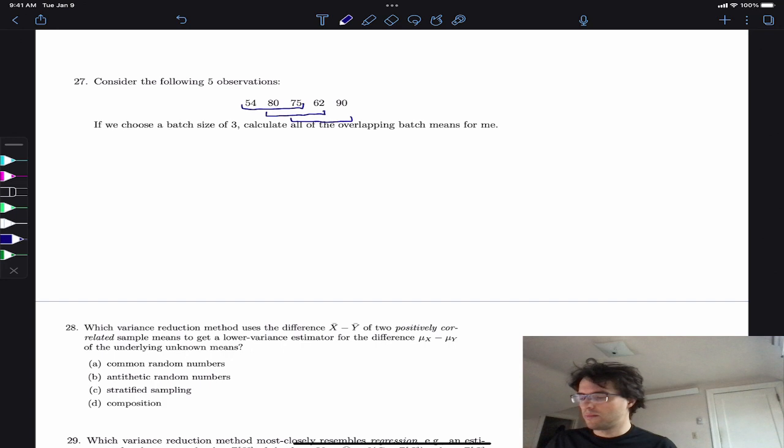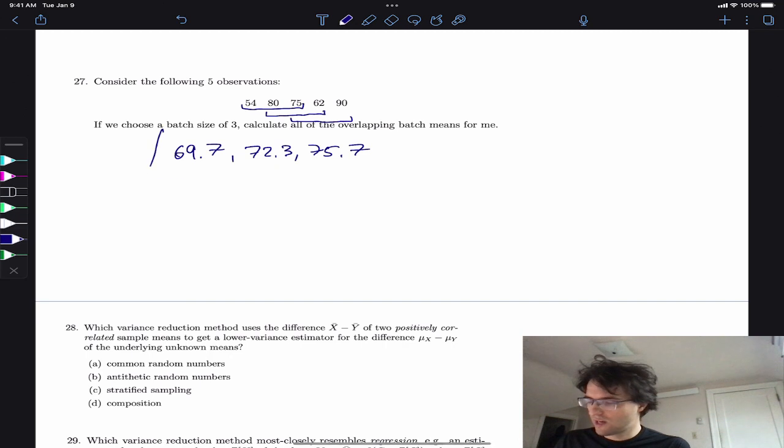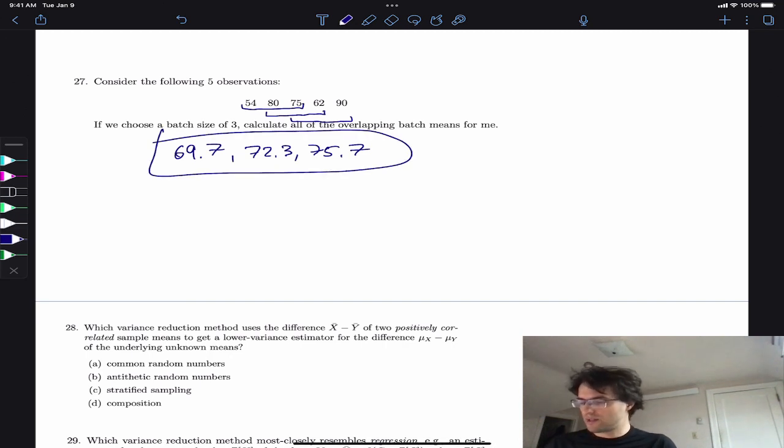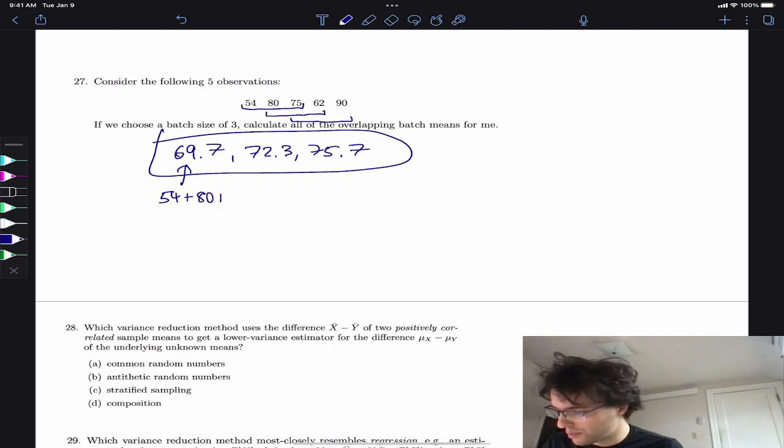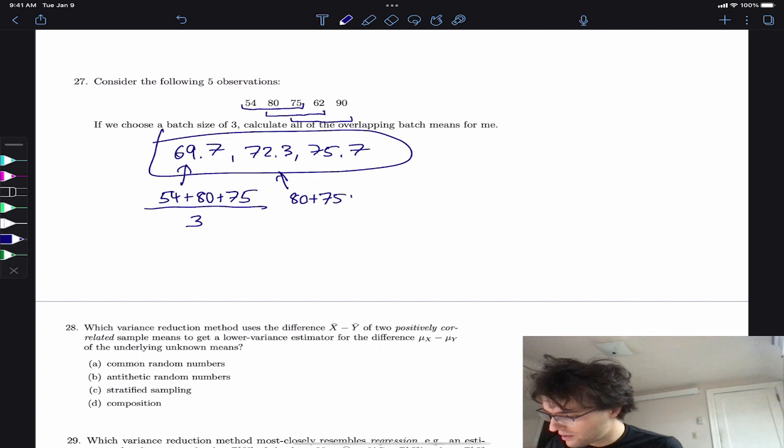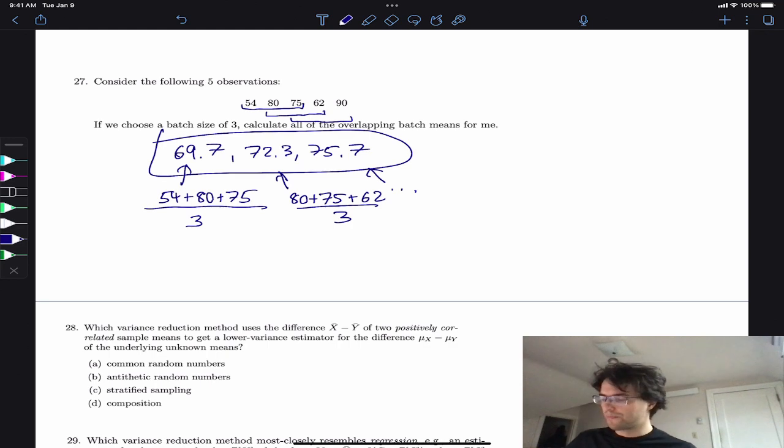And so you just calculate the mean of these 3 things, and I believe if you do it, you get 69.7, 72.3, and 75.7. So you just take the average, right? For this first one, it's 54 plus 80 plus 75 divided by 3. And then these ones are similar. This one is 80 plus 75 plus 62 divided by 3. And this last guy is the same thing. Cool. Moving on.